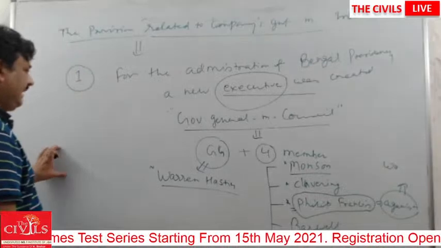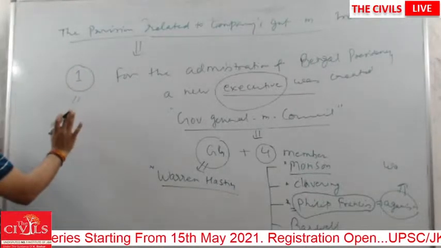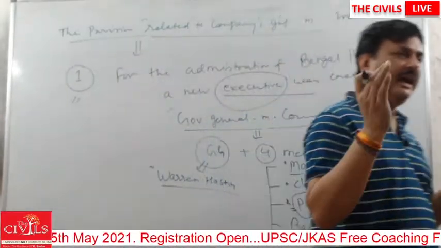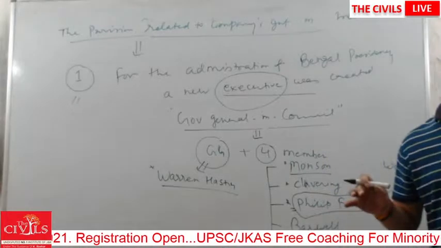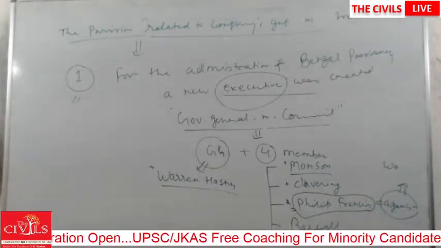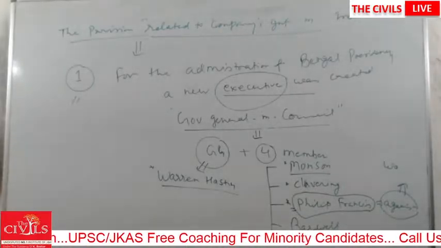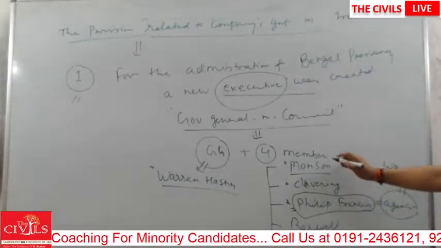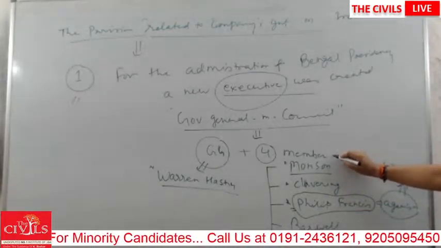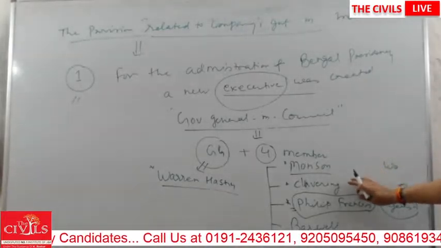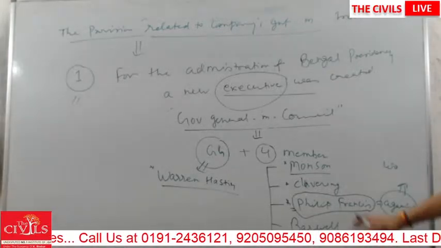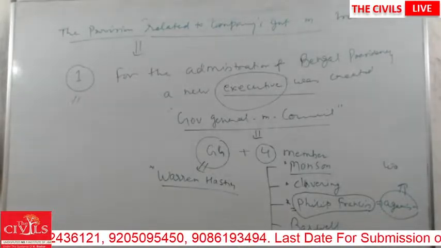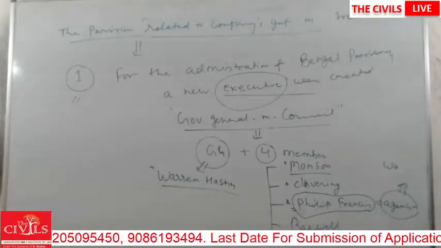Okay, so this is the first provision. A new council was created for Bengal Presidency, known as Governor General in Council, and this council has the Governor General and 4 other members. The names of the first council were these. So you all have to just learn the names Monson, Clevering, Philip Francis and Barwell. Out of these four members, Philip Francis was always against Warren Hastings.